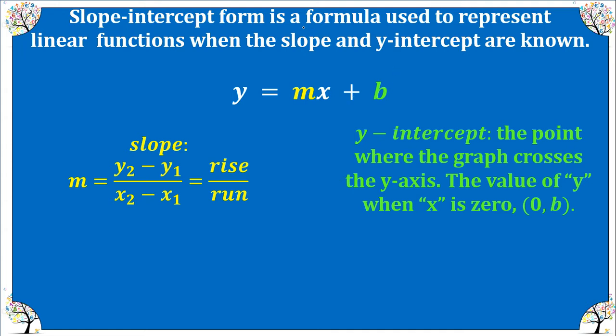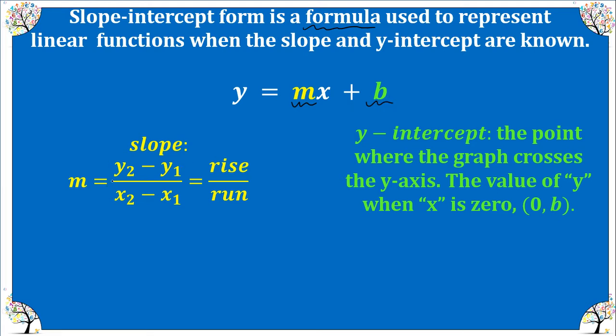Slope-intercept form is the formula. It is an equation that represents linear functions. y = mx + b is slope-intercept. It is called slope-intercept form because we can easily identify the slope, which is represented with a variable m, and we can identify the y-intercept, which is represented with the variable b.